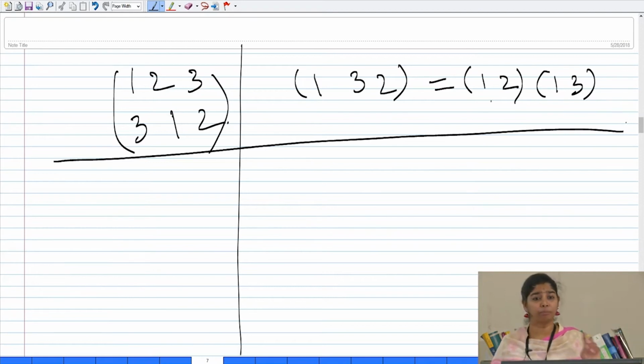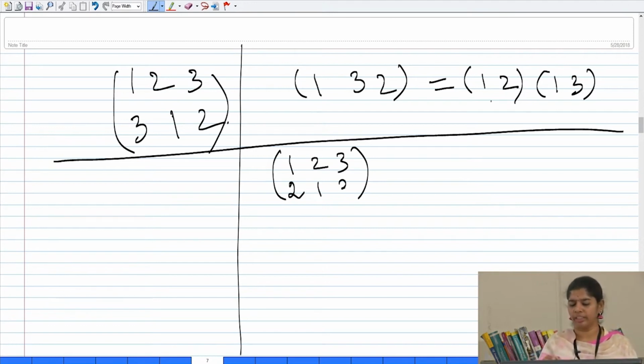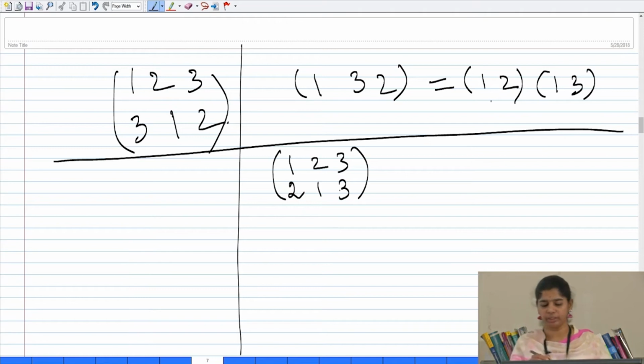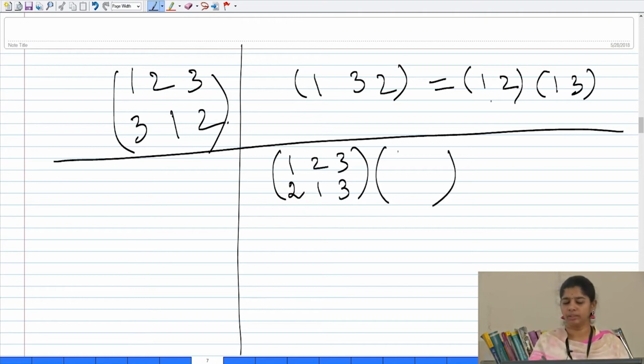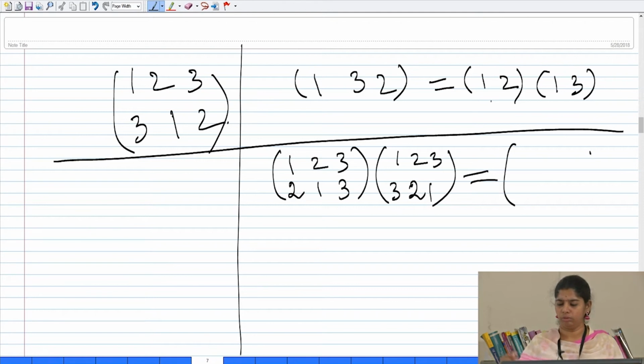So, you know how to compose 2 permutations, right? I think that part is clear. What is the first permutation? I have 1, 2, 3. We have (1 2), that means 1 goes to 2, 2 goes to 1 and 3 is fixed. This is a permutation, and the second one has 2 fixed, and this is what we have. So, if I just multiply these two, what do I get?